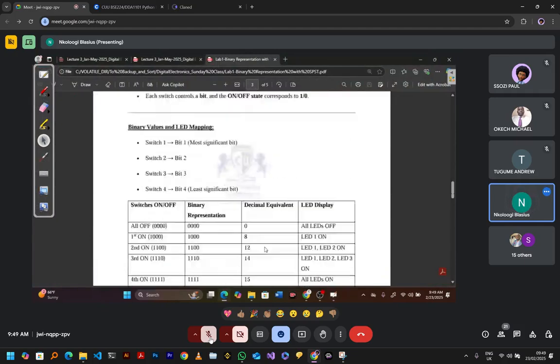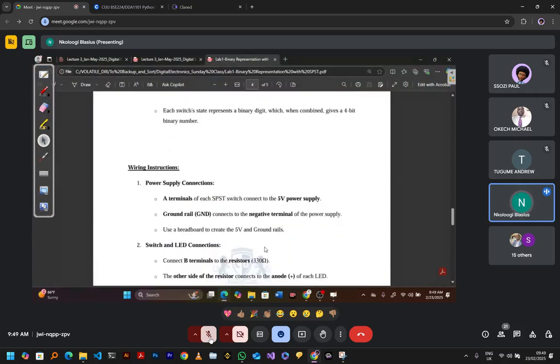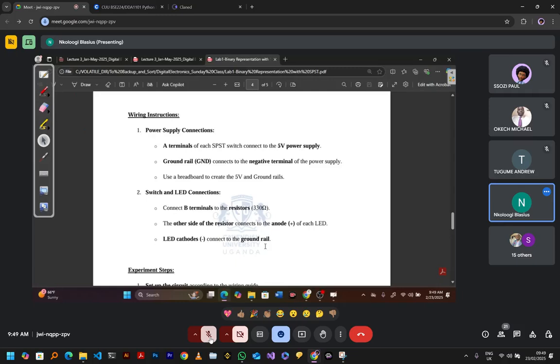Okay. So let me go to the wiring instructions. We are going to be connecting power. We're going to be connecting 8 terminals of each switch to 5V, ground rails to that. So let us move to Tinkercad now.